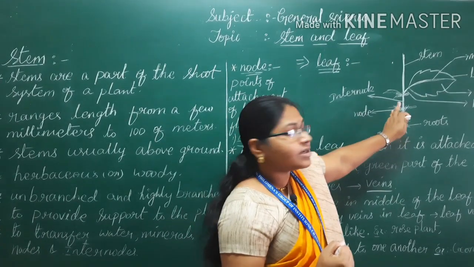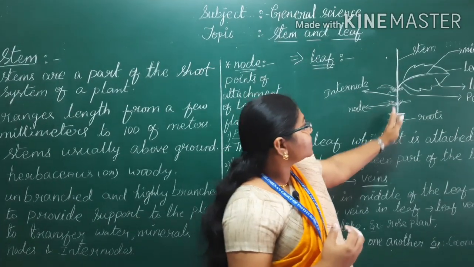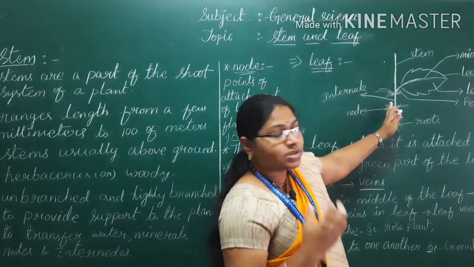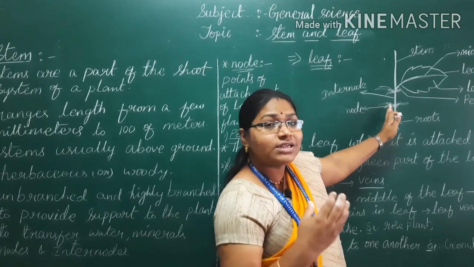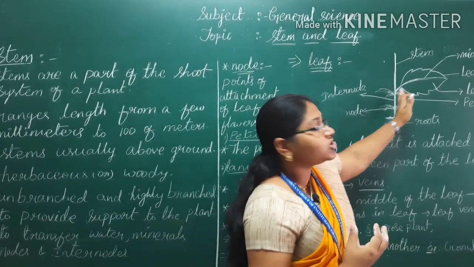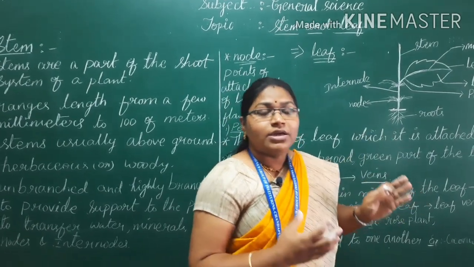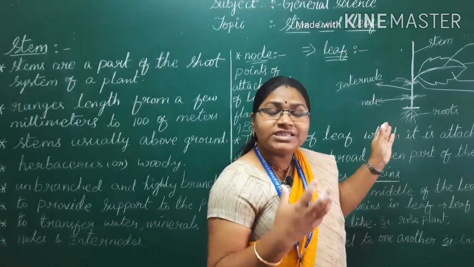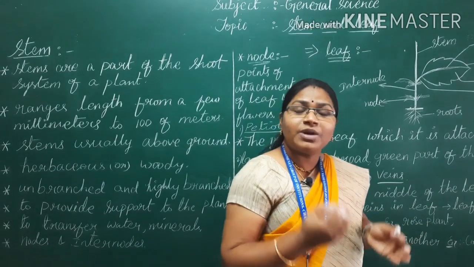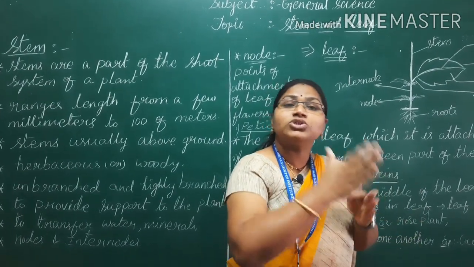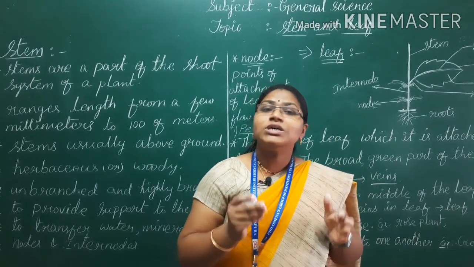These water and minerals will transfer to the stem, and the stem transfers these minerals, salts and water to each and every part of the plant. Okay, so it will provide strength as well as transfer the minerals, food materials and water to the rest of the plant. So this is about a stem.